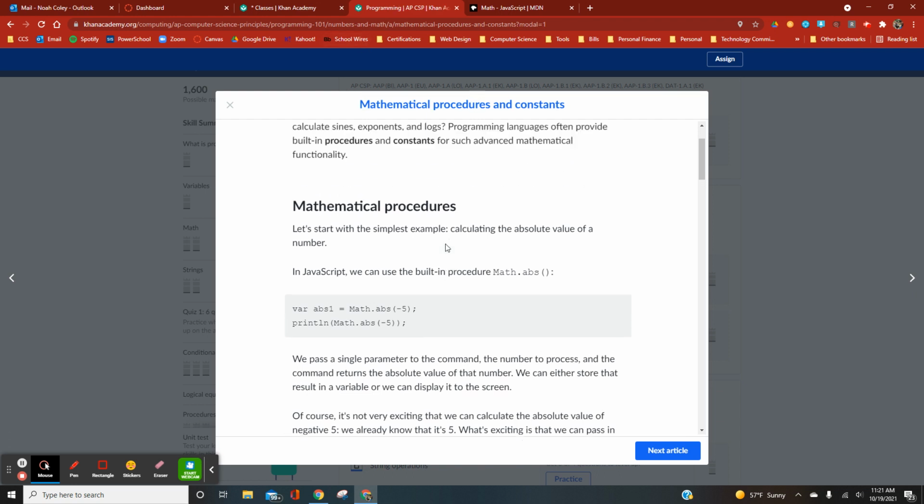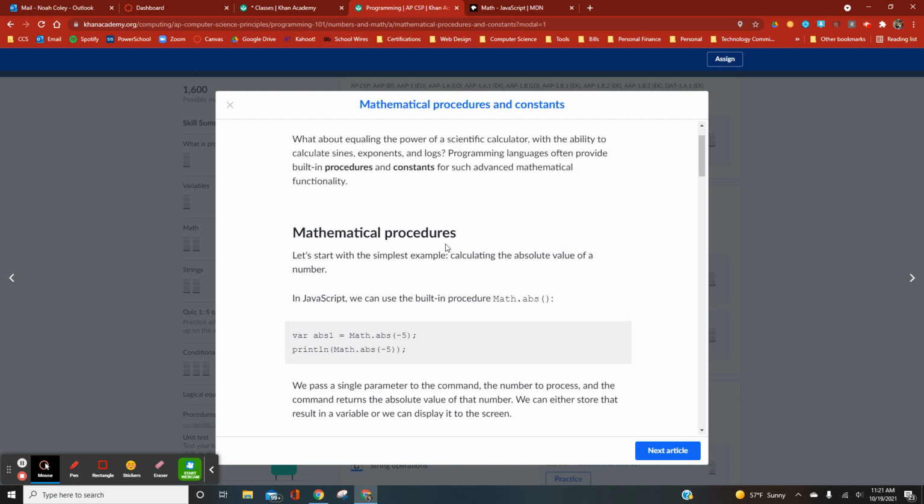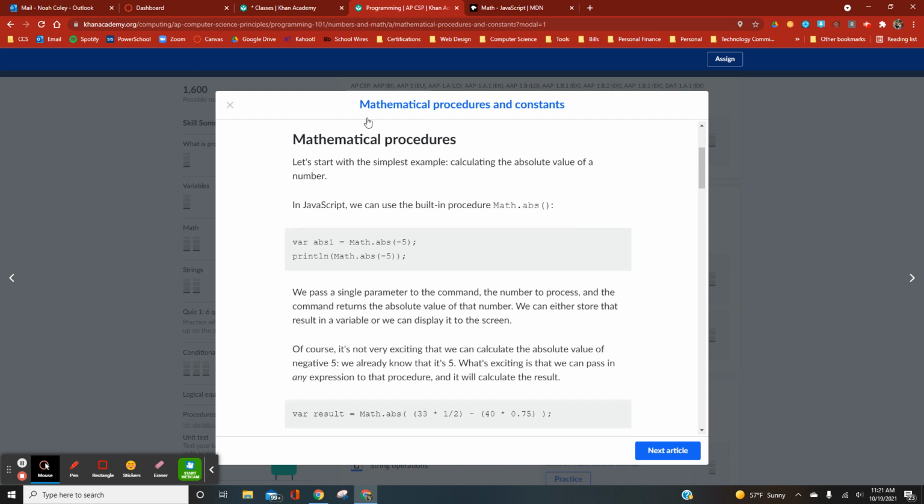I'm not going to ask you to do all this math. I'm going to tell you that the computer can do it, and I'm going to help you access how it does it. So let's start with the simplest example of calculating the absolute value of a number. In JavaScript, we can use the built-in procedure Math.abs and then your parentheses. Okay?